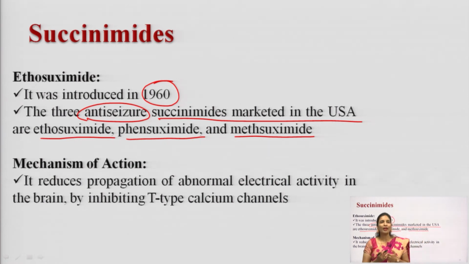Okay. What is the main mechanism of action of these drugs? The succinimide drug, especially ethosuximide, acts on the calcium channel. It will block the calcium channel. This drug competitively binds to the channel and blocks its opening. If this channel is blocked, there will be no entry of calcium inside the cell, no depolarization of the cell, and no excitation of the cell. In such a way, ethosuximide shows its mechanism of action.